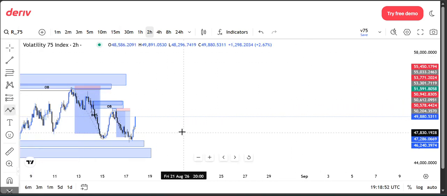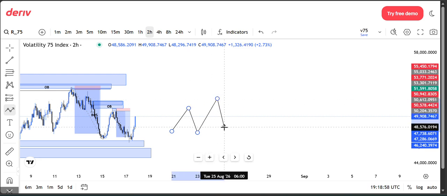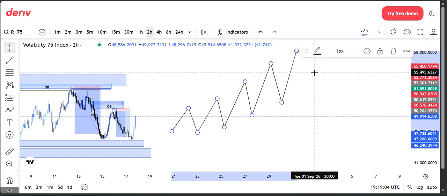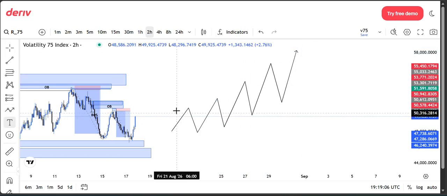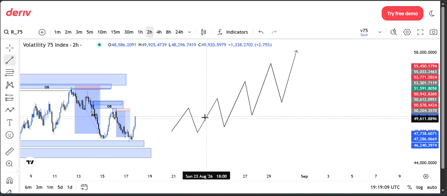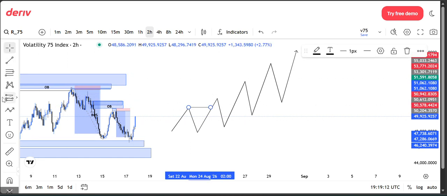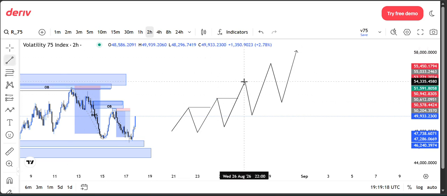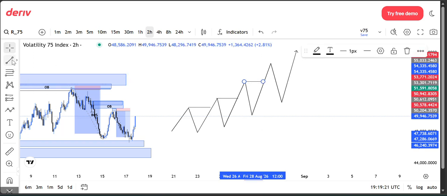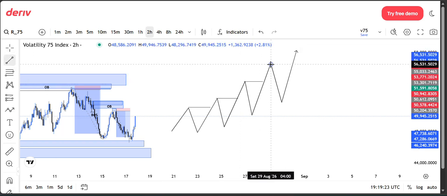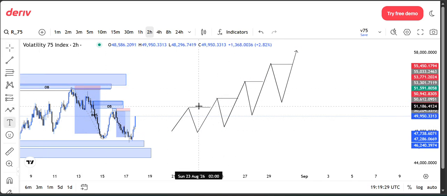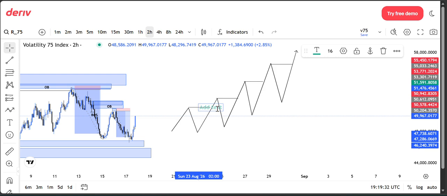So if you have a particular trend, let's say we have an uptrend, we have a break of structure to the upside, a retracement, another break of structure, a retracement, another break of structure. So we can call each of these a break of structure. All right, so now these are all break of structures. So why is it a break of structure?